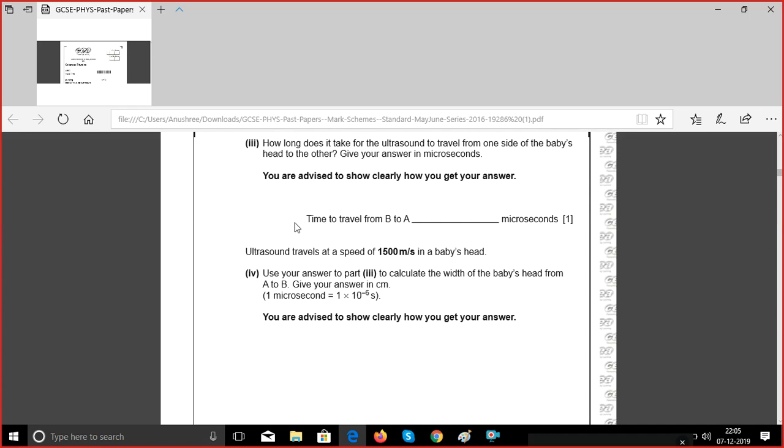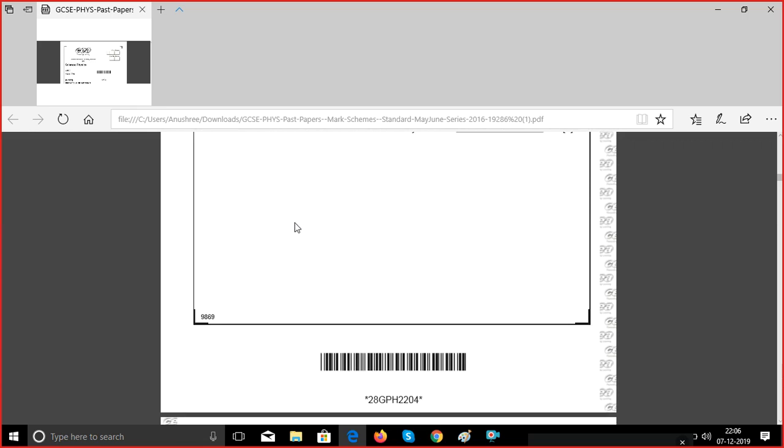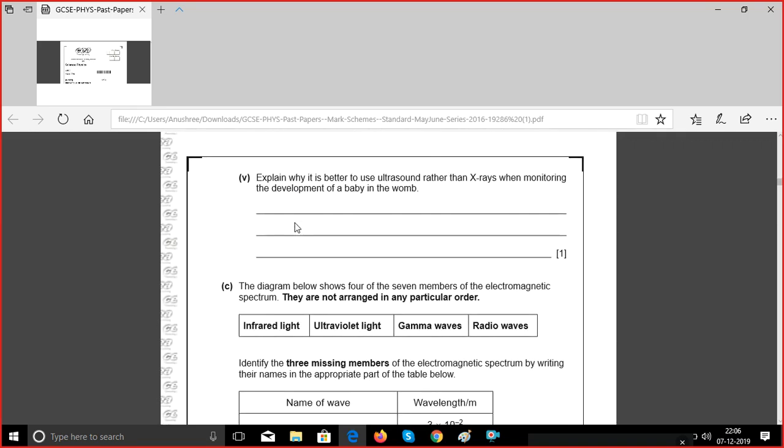Okay, now for the next one. Number 5. Explain why it is better to use ultrasound rather than X-rays when monitoring the development of a baby in the womb. Because X-rays are harmful to the pregnant mother.